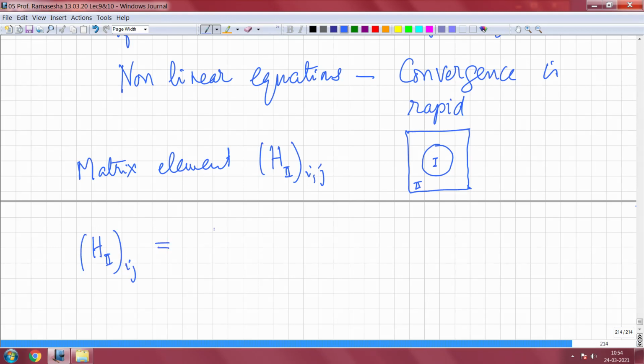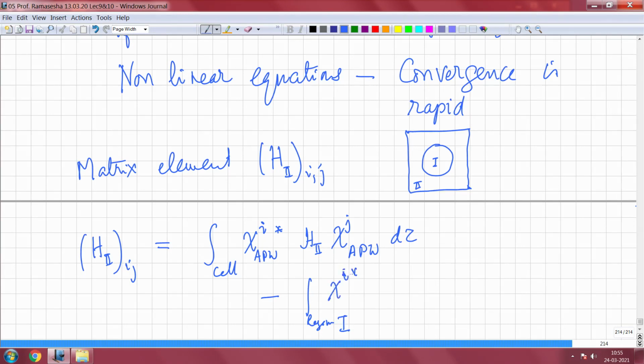we can take it as the integral over the whole cell of chi APW i star H2 chi j APW, and then subtract from it the integral over region 1 of chi i star APW, of course, H2 chi j.